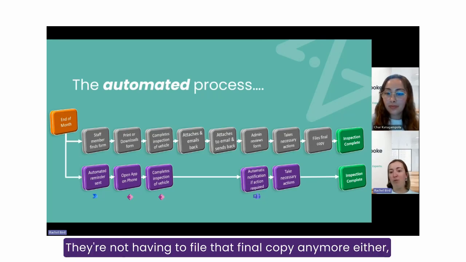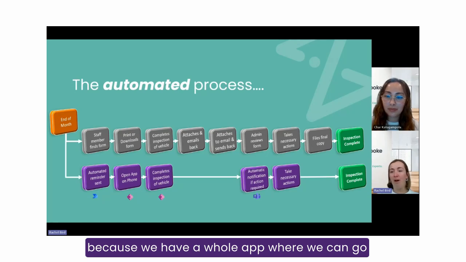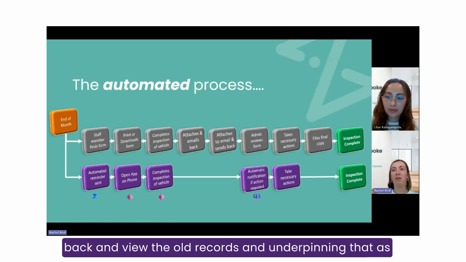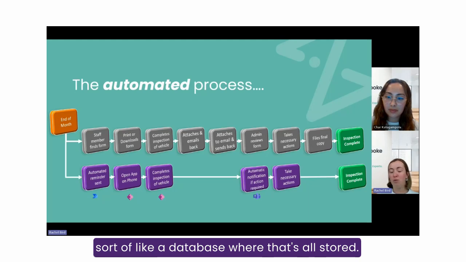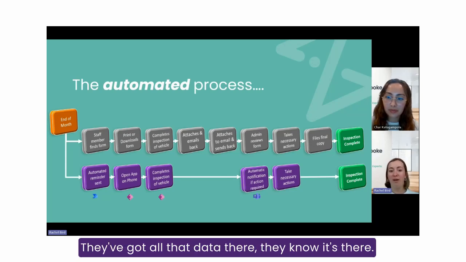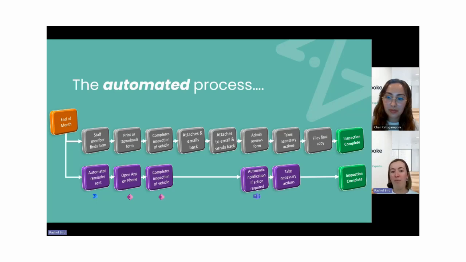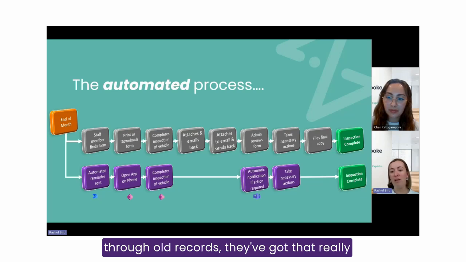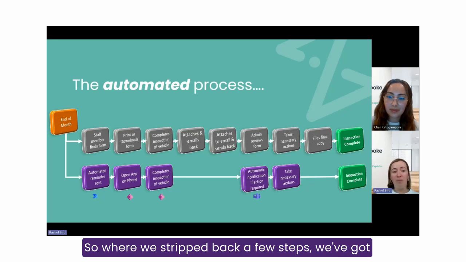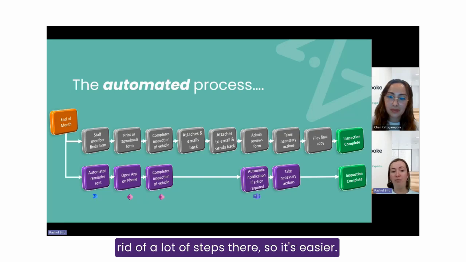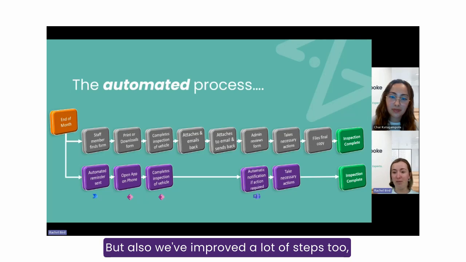They're not having to file that final copy anymore either, because we have a whole app where we can go back and view the old records, and underpinning that is a database where it's all stored. So if they're audited in the future, maybe a health and safety type of audit, they've got all that data there, they know it's there. But also if they just need to look back through old records, they've got that easily available and easy to consume. We've stripped back a lot of steps, so it's easier, but we've also improved a lot of the steps too. So we've made it easier within those steps.